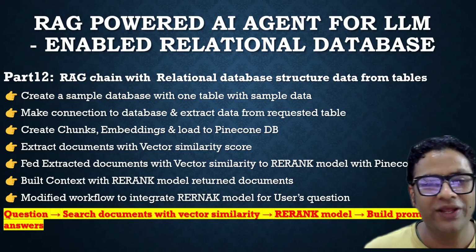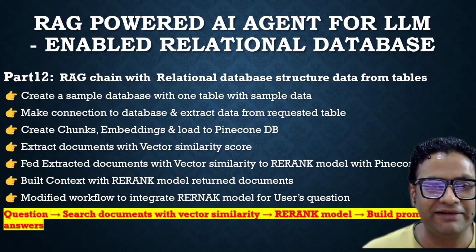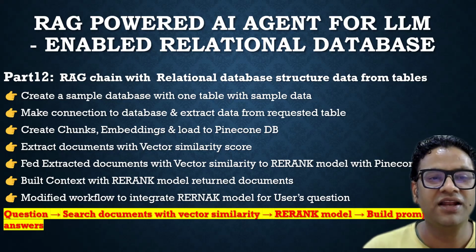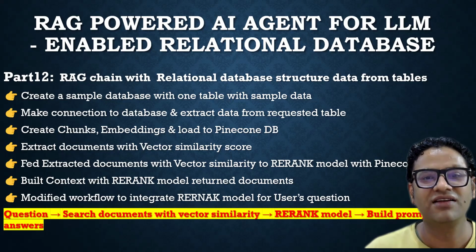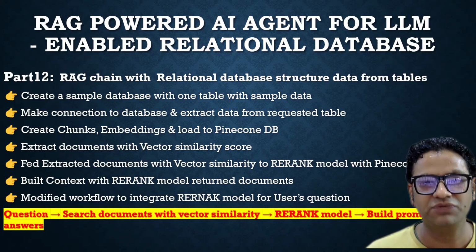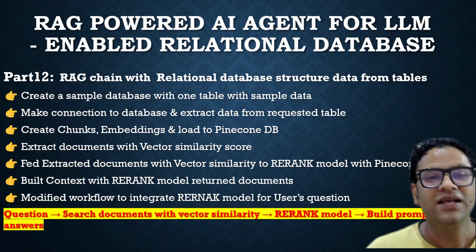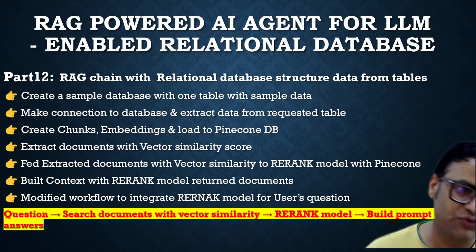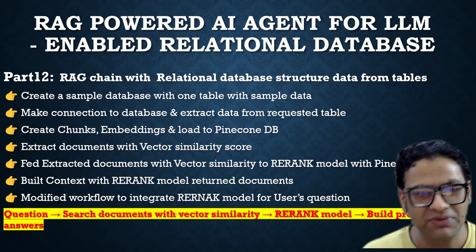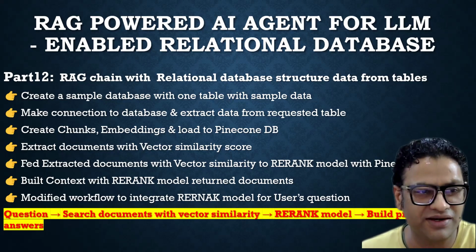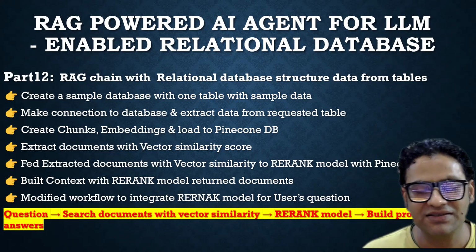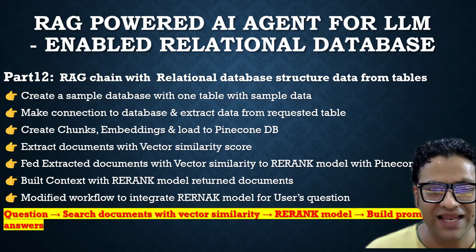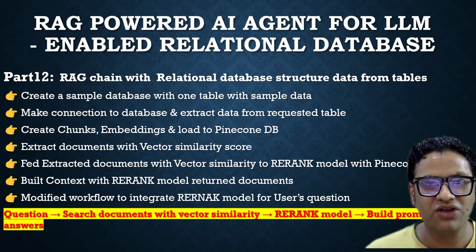So if you have been following this tutorial series, we have already integrated PDF-based data and URL-based data, and this is the third flavor in our application where we are going to extract relational database data and create our knowledge base, which is going to create a context for our query for our AI application. The rest of the logic is pretty much the same: creating chunks, embedding, and loading to the vector database. Extract a document with vector similarity, apply a rewrite model to increase the accuracy of our context, then send it to the LLM to get the response. So the same we're going to see.